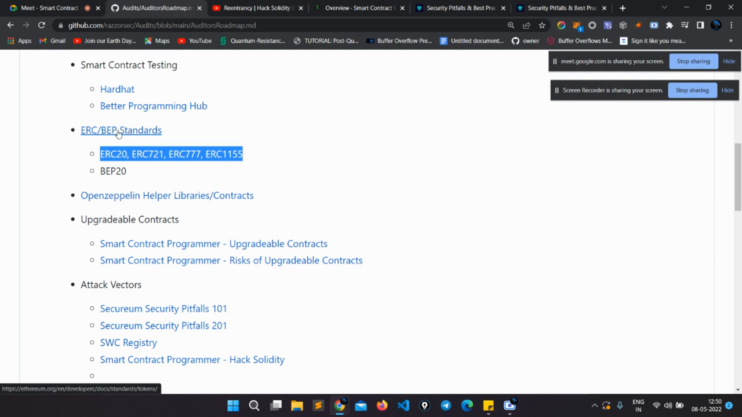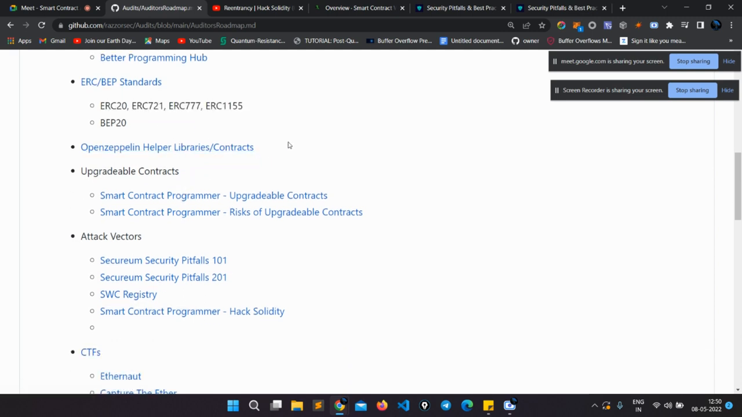And you will have all the information required to understand these ERC standards. Then we are supposed to know OpenZeppelin. There are a couple more organizations which allow the same kind of helper libraries to be imported, but OpenZeppelin is the popular one. So we'll start with OpenZeppelin because we are just starting our journey.